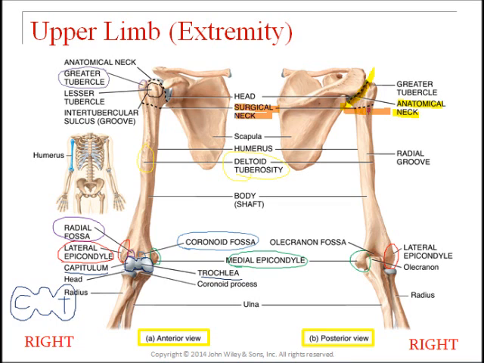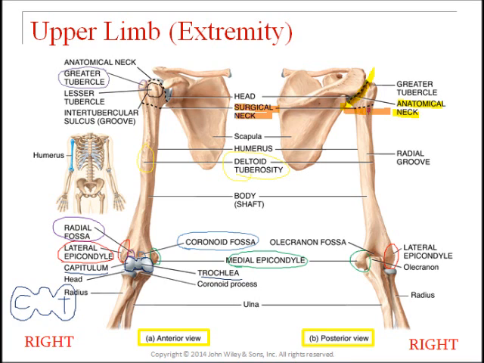If we move superiorly on the humerus, we have the body or shaft of the humerus, which is a core part of every single long bone that we look at. On the shaft of the humerus, we also have anteriorly a roughened projection called the deltoid tuberosity. Now, why would one call this the deltoid tuberosity? Well, of course, because as you'll learn in the next unit, the deltoid muscle will attach right here on the shaft of the humerus.